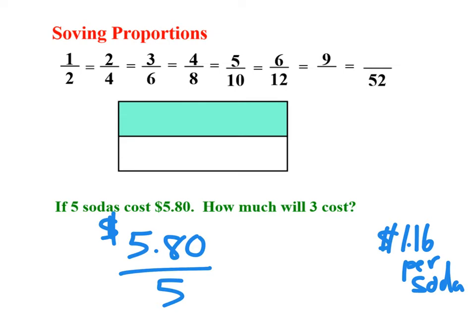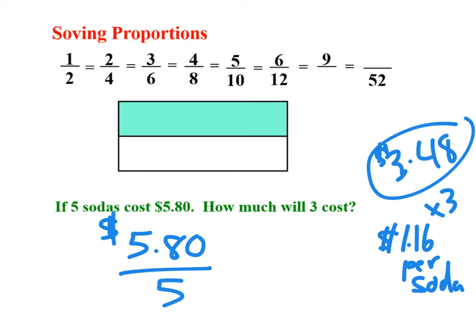But we want to know how many 3 cost, so wouldn't you just multiply by 3? So I want you to think about what we did. We divided by 5 and we multiplied by 3. If I multiply by 3 on that, I'm going to get $3.48 is what it's going to cost me for 3 of those sodas.